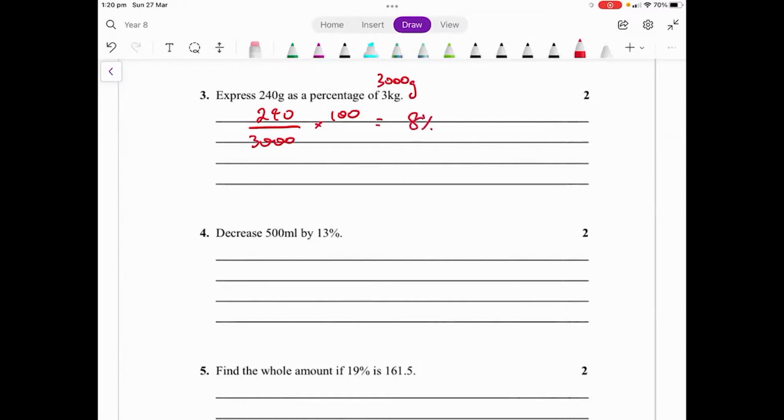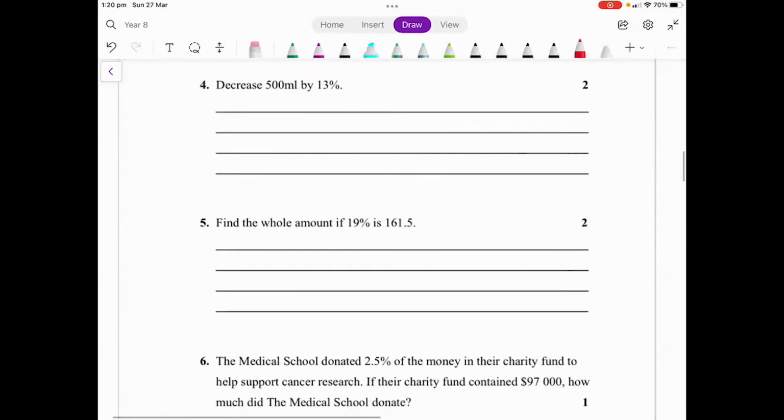Question 4, decrease 500 mils by 13%. So your magic starting number is always 100%. When you decrease by 13%, you have 87% left over. So we do 87% times 500, which gives us 435 mils.